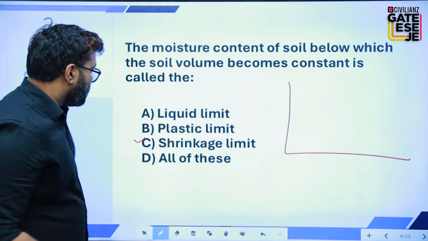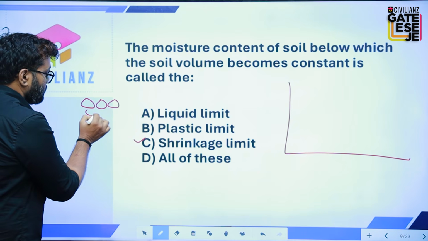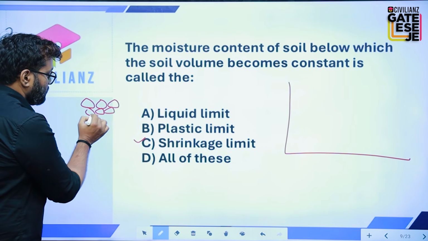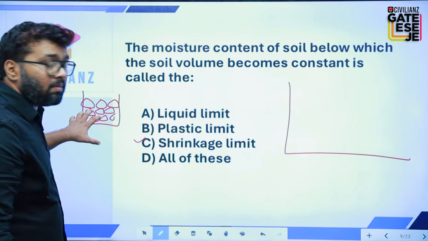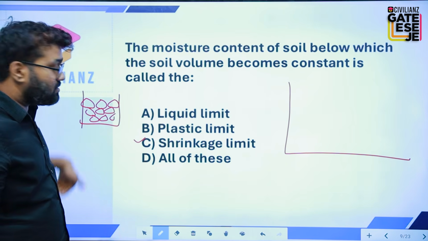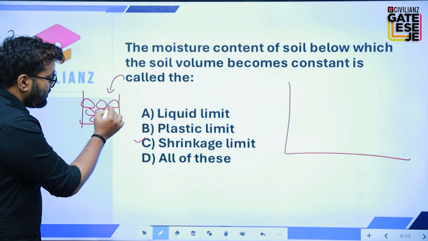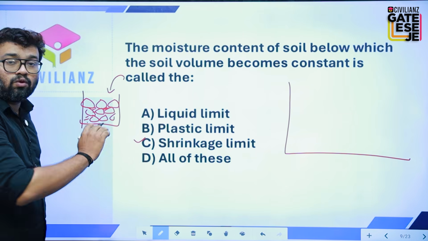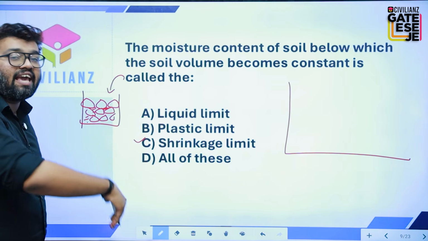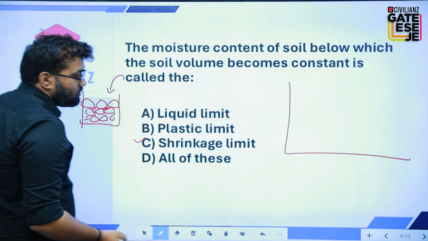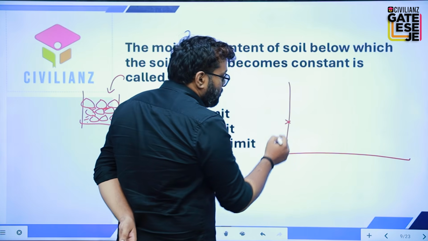We take a dry soil. It will contain soil mass and air spaces. When we are applying water to the soil, the water will fill these air spaces. So the total volume will not change, as water is replacing the air in it. So first of all, we are taking a dry soil, the volume of dry soil.